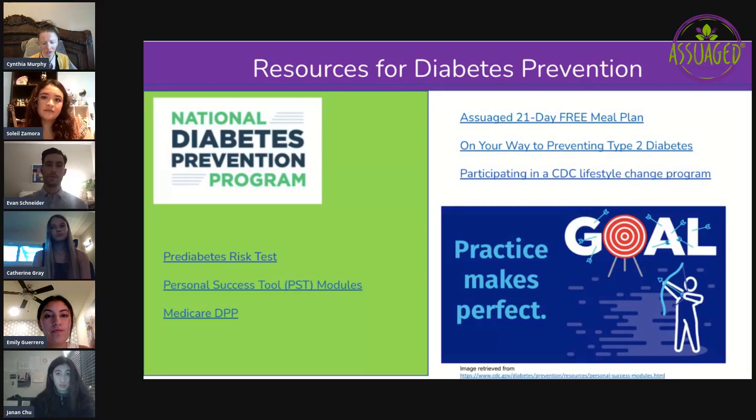And then another resource right below that is an online booklet from the CDC about preventing type 2 diabetes, which walks you through your current risk and steps to take based on your responses. The third resource listed is the CDC website, where you can find information about joining a diabetes prevention program.